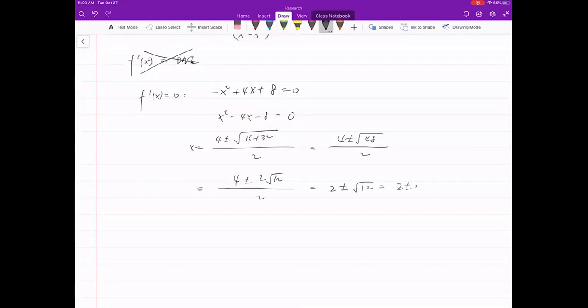Okay, if you want to simplify furthermore, it's something like this. So you should have two answers: 2 plus 2 square root of 3 and 2 minus 2 square root of 3. Sounds good. Critical points are just these two things.